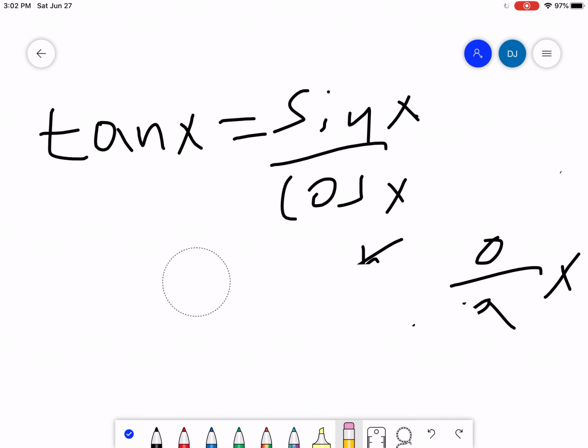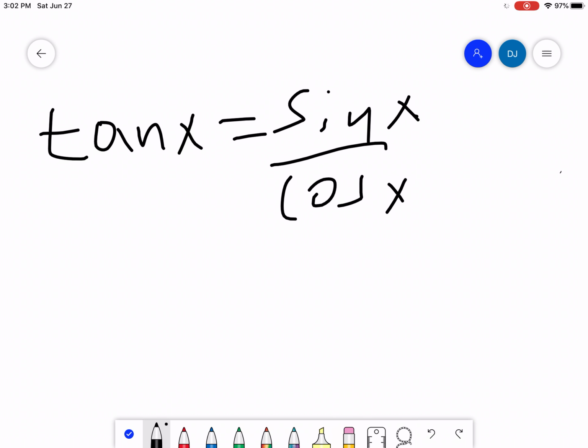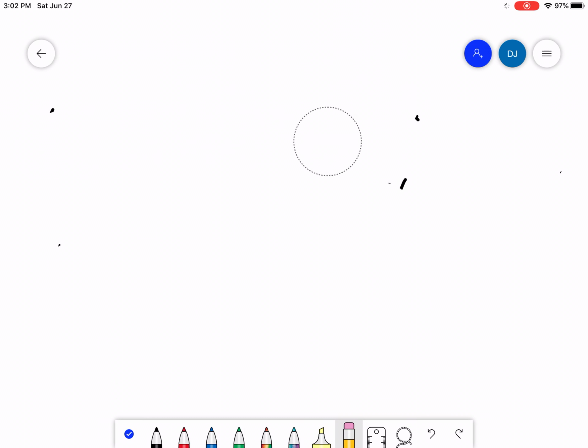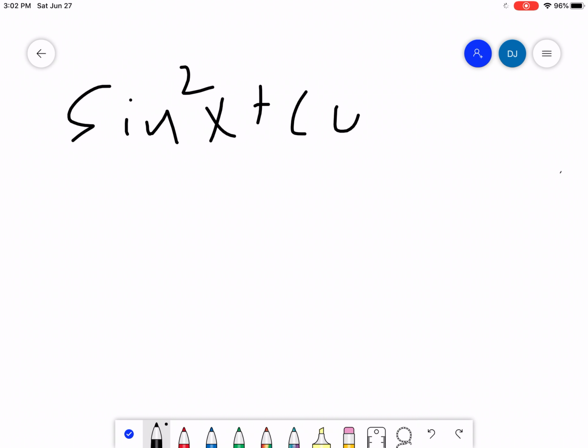And then it's good to know that if the tan of x equals the sine of x over cosine of x, then the reciprocal, cotangent, will equal the cosine of x over the sine of x. So yes, that's good. Now let's talk about the first very important identity you should know, and that is sine squared of x plus cosine squared of x is equal to 1.